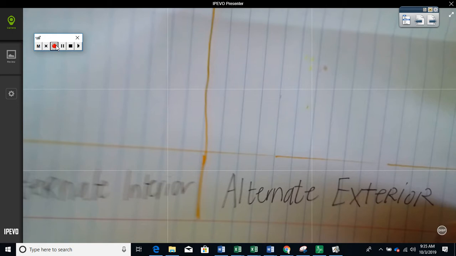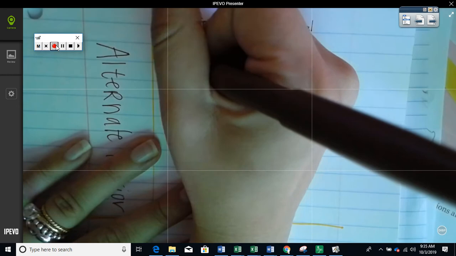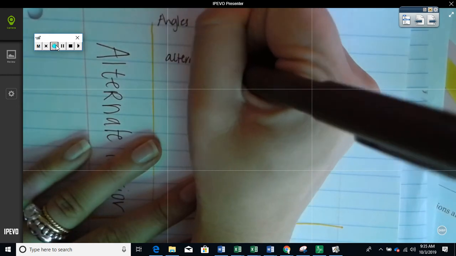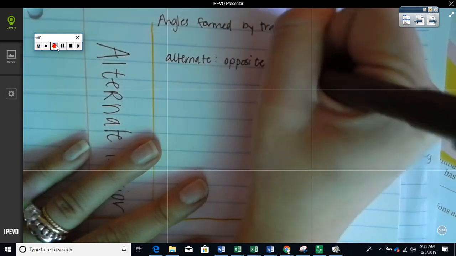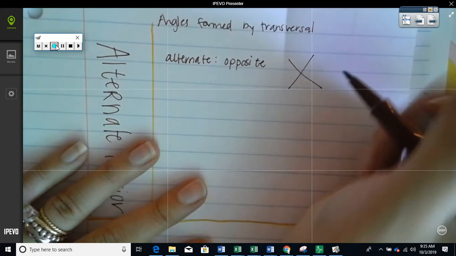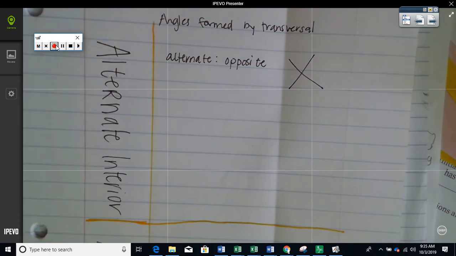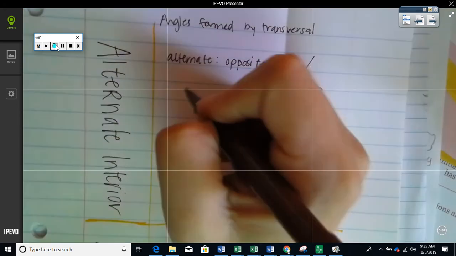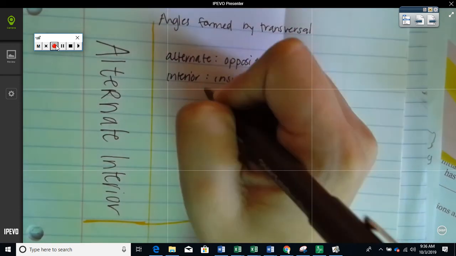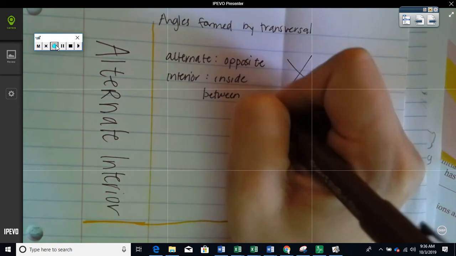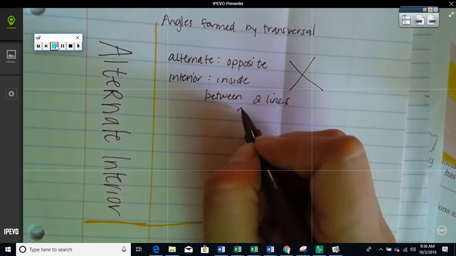Alright, so here's what alternate interior means. Alternate, in this context of geometry, means opposite. It's going to make an X. Same side was like this, they were across, or they could be like that. This one's going to be opposite of it, okay? And interior means inside, between the two lines. So let's do some examples.